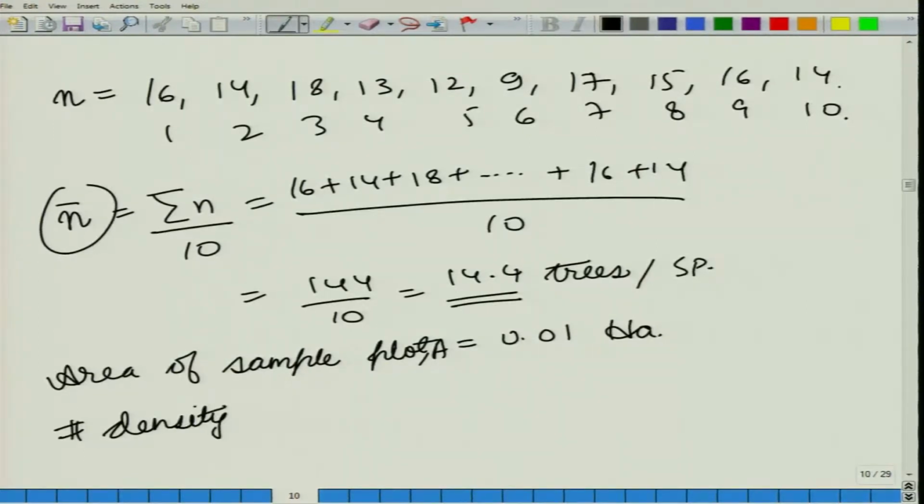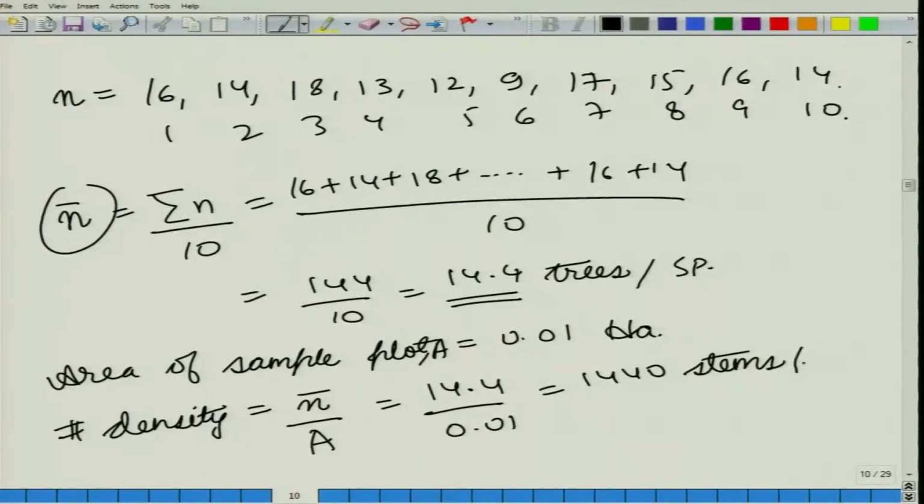The number density, also known as the stand density, is the average number of trees or the average number of stems. For instance, if we have a stem of a larger diameter, we will call it a tree. If we have a stem of a smaller diameter, we will just call it a stem. So, number density is the number of stems per sample plot divided by the area of the sample plot. So, here we get 14.4 divided by 0.01 is equal to 1440 stems per hectare. So, this is the stand density.